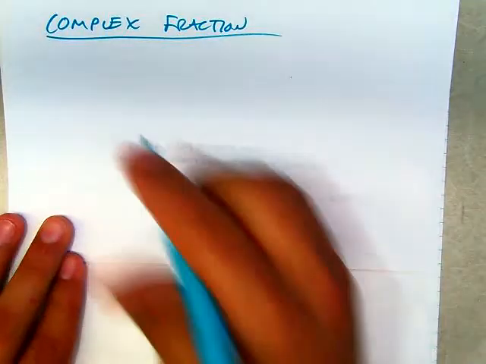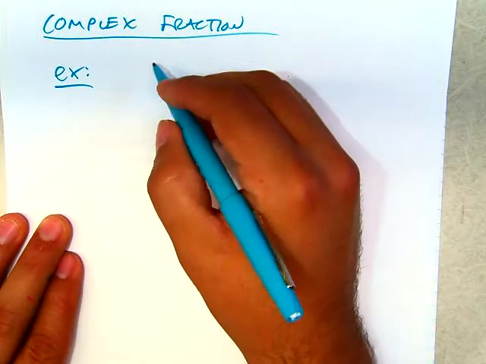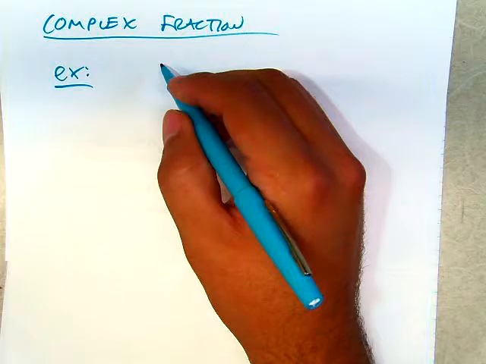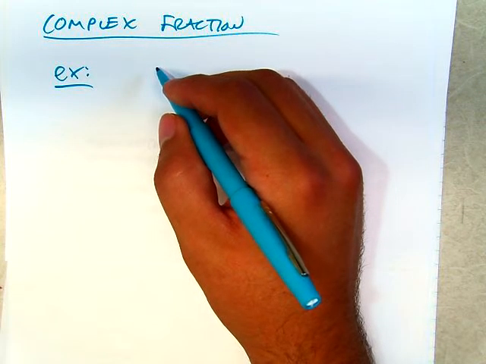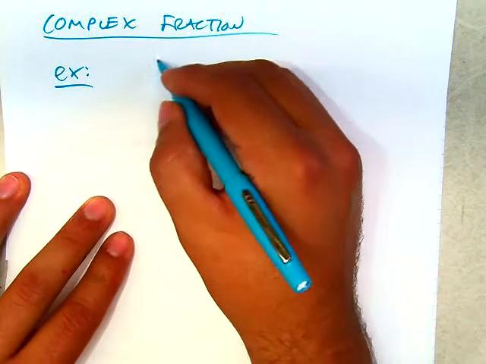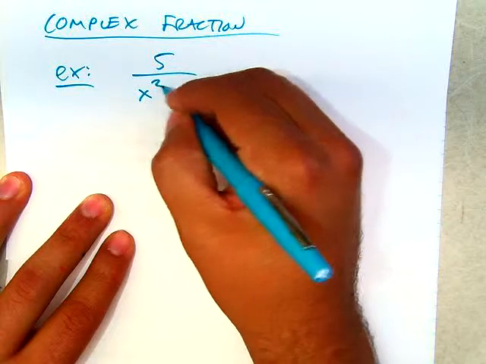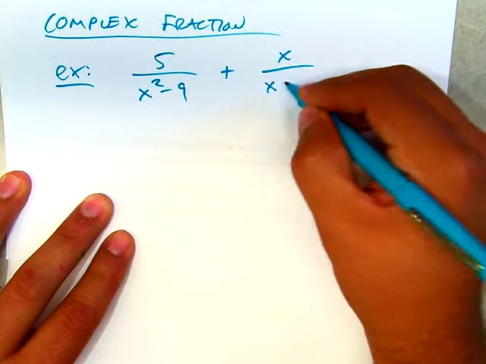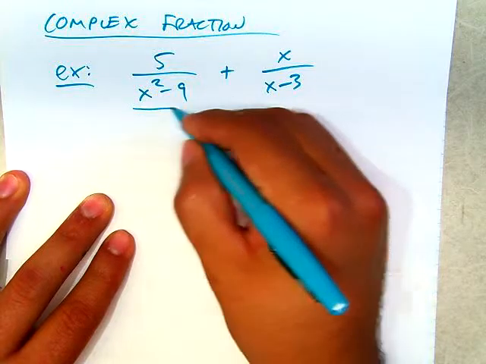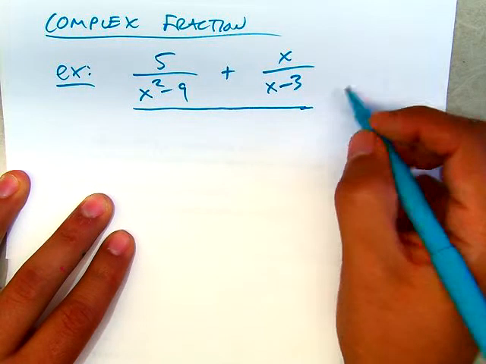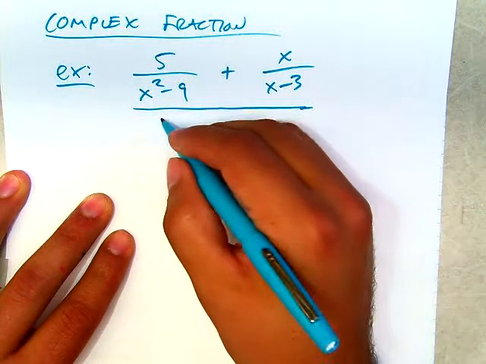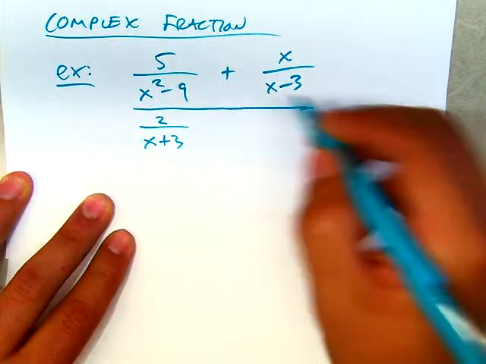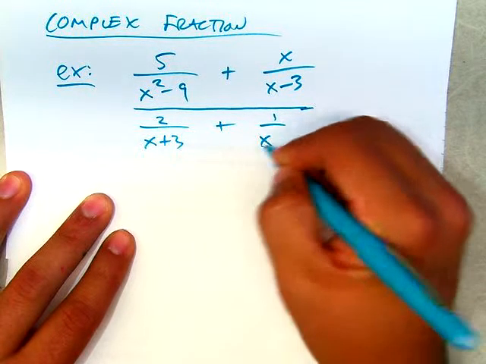They're not that terrifying. They look harder than they are. A typical complex fraction problem looks like a fraction or several fractions on the top, and then maybe 1 or 2 fractions in the denominator. So something like 5 over x squared minus 9 plus x over x minus 3. Let's say we're dividing by 2 over x plus 3 plus 1 over x minus 3.